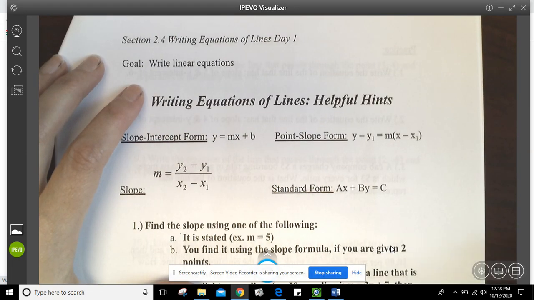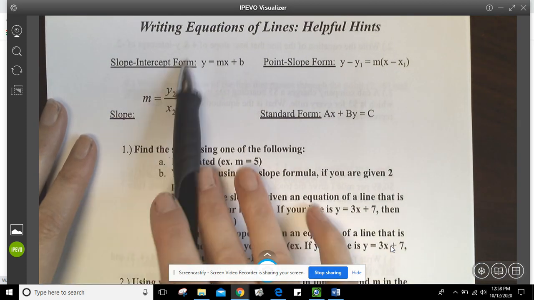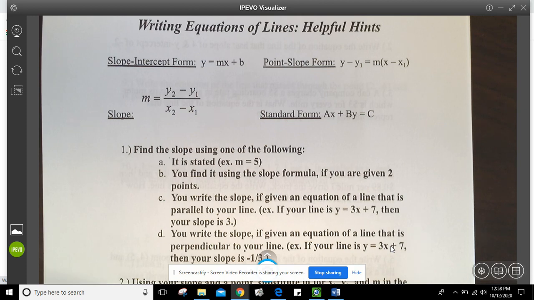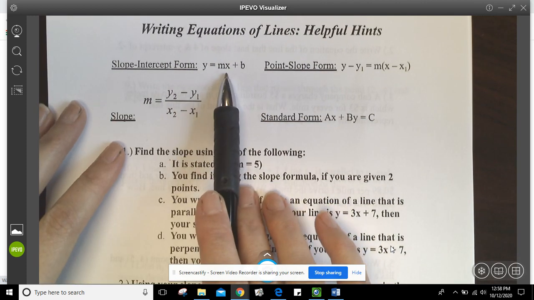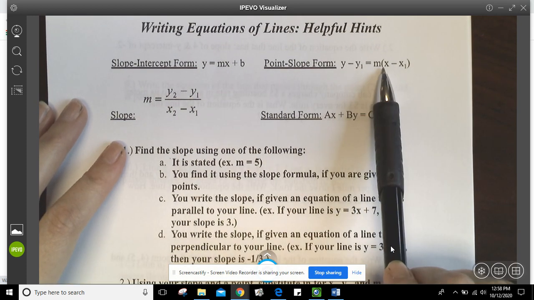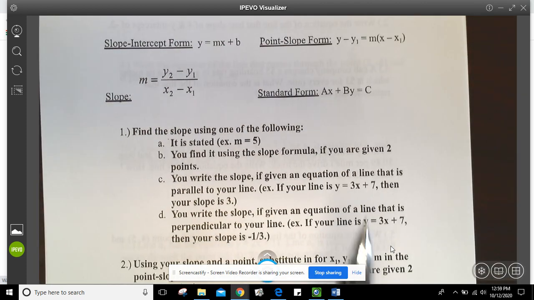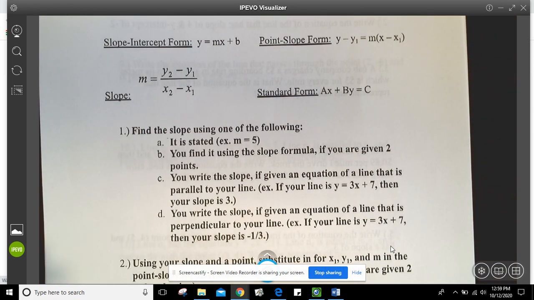So we're going to be writing equations day 1. Here are all the different formulas that will be helpful when we're writing equations over the next week. So you have your slope-intercept form. This is called point-slope form, which we're going to use when we have a point. Standard form, and then your slope formula. And you can use your notes, so you'll always have these formulas for you.